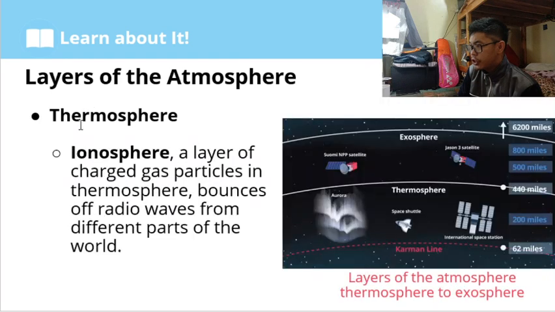So in your thermosphere, we have a layer of charged gas particles that bounces off radio waves from different parts of the world. So, specific under the thermosphere is your ionosphere. Because when you talk about charged particles, we call those ions. And that layer wherein ions are found is what you call your ionosphere.